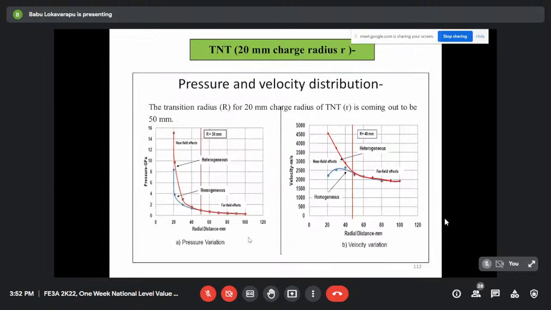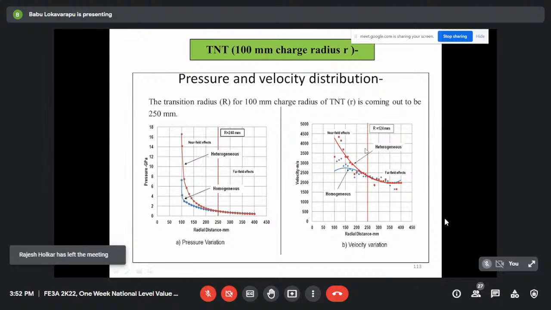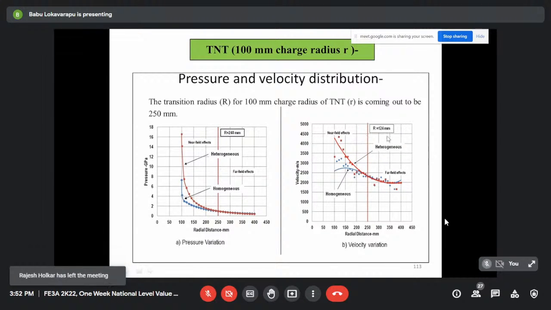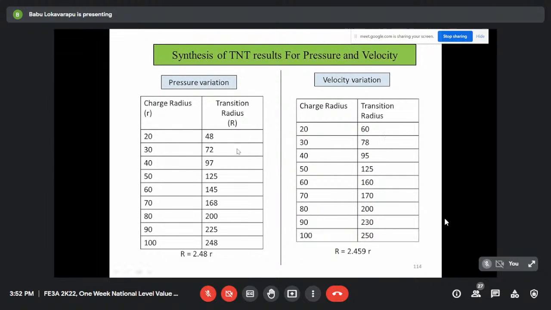Similarly, the same thing was carried out for TNT for 20. Here 50 is coming for pressure, and velocity is coming 48. And similarly, for the pressure velocity distribution, it is coming 248 and 124. And this is for the TNT 100 mm. For the sample, only 2 are shown, but it was carried out for all of these.